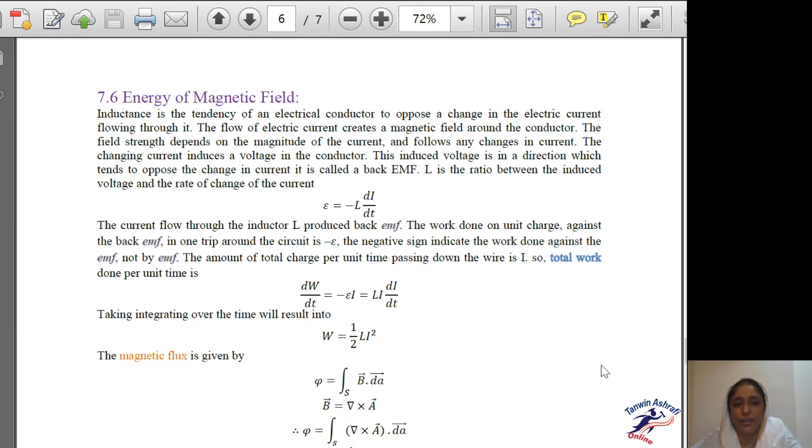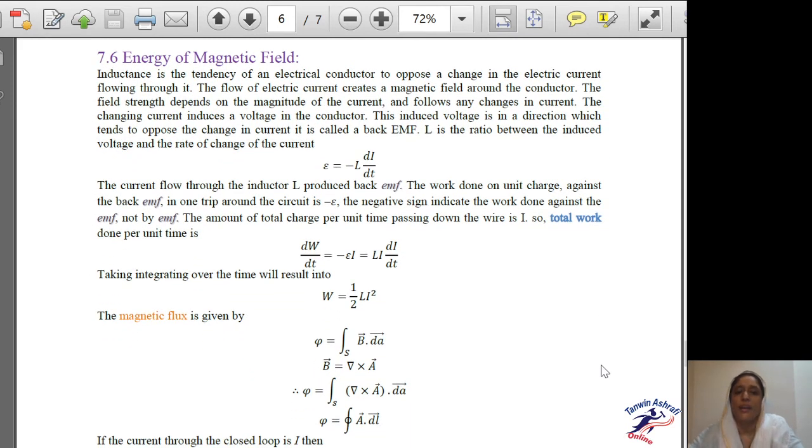Energy of magnetic material. Inductance is the tendency of an electrical conductor to oppose the change in electric current flowing through it. The flow of electric current creates a magnetic field around the conductor, and the field strength depends upon the magnitude of the current and any change in the current. The changing current induces a voltage in the conductor, and this induced voltage is in the direction which tends to oppose the current, and it is called the back EMF.